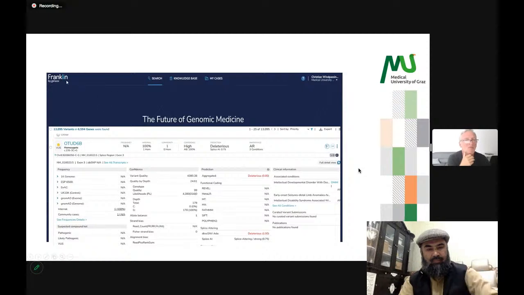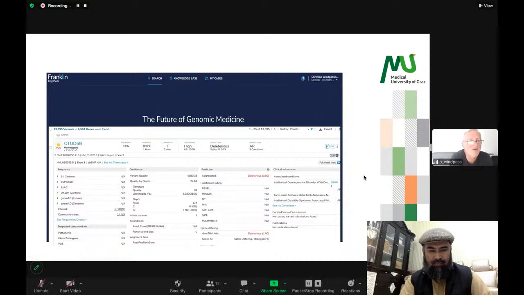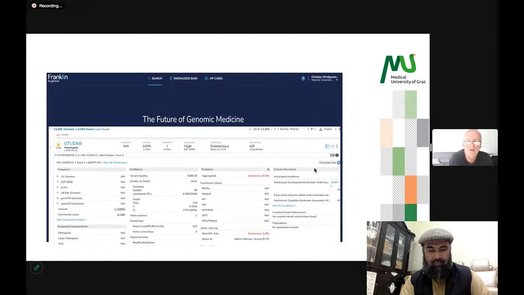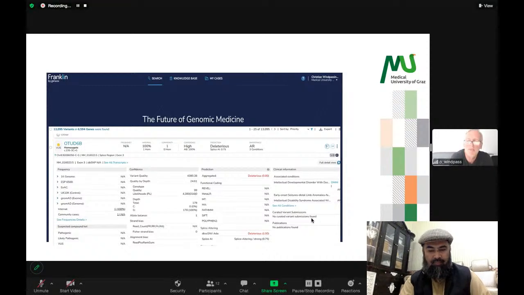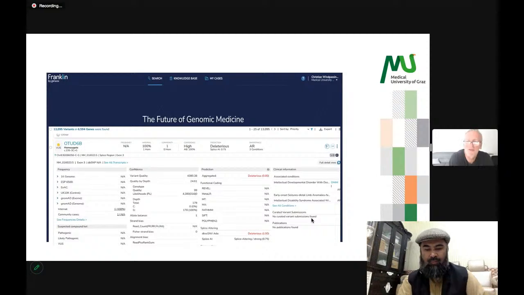It's free, open for everybody. So you can upload your VCF file from the whole exome sequencing and analyze your results in a really, really nice way. And yeah, so that's everything from my side for now.